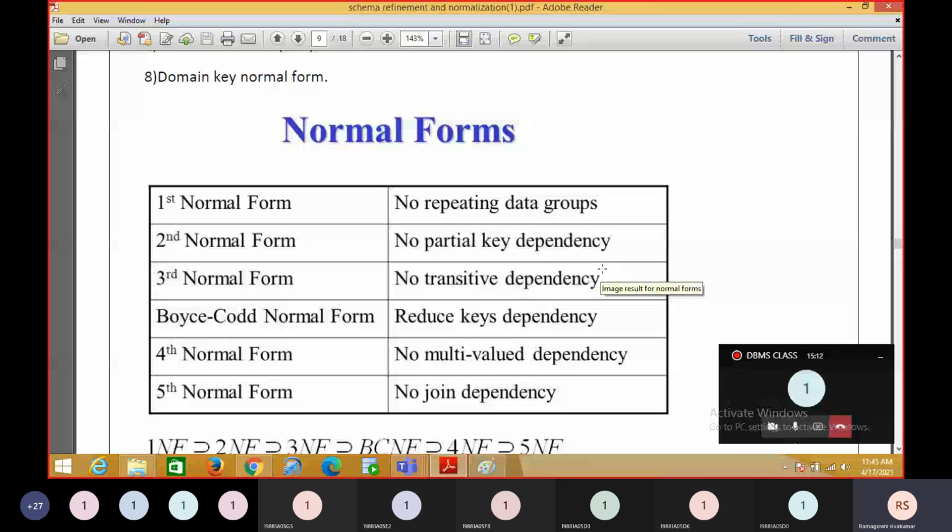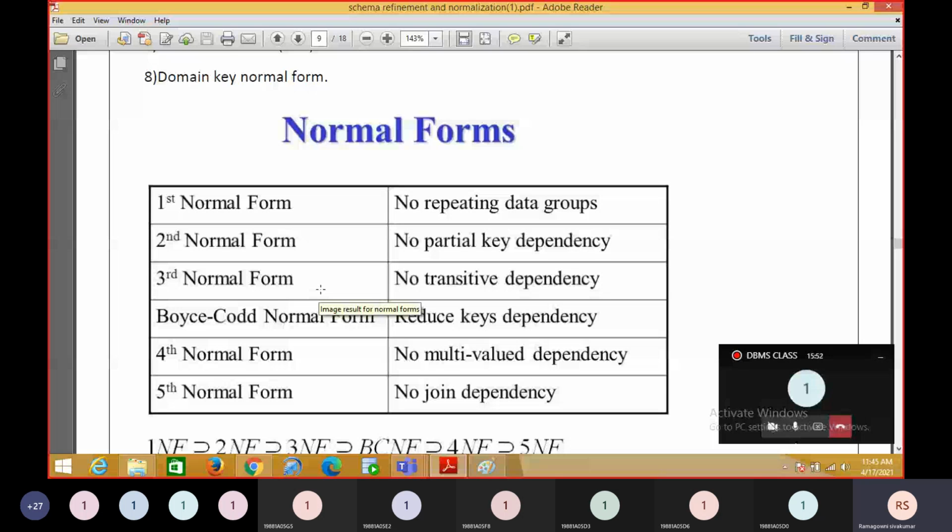No transitive dependency is regarding the third normal form. Here we have the transitive rule: if A turns to B, and B turns to C, then I can write A turns to C. It should not be like that. You should not use transitive dependency here. If the table doesn't have any transitive dependency, then it is in the third normal form.